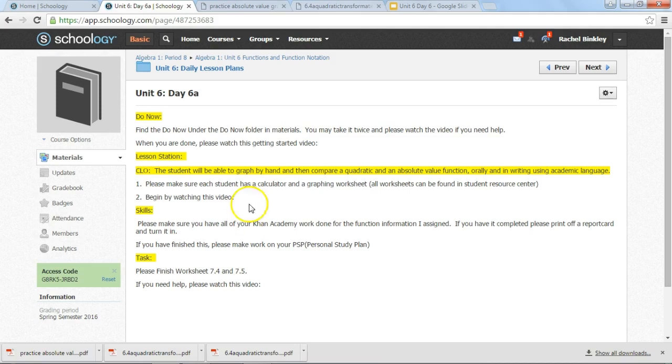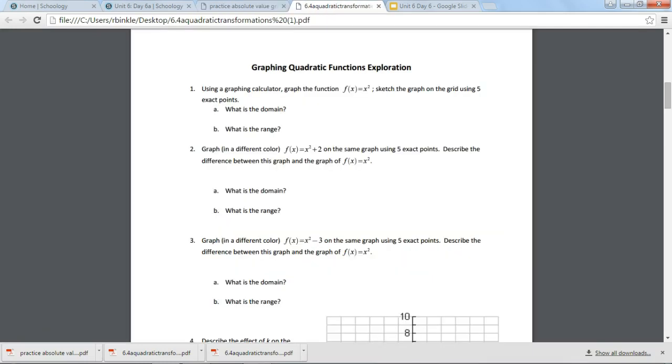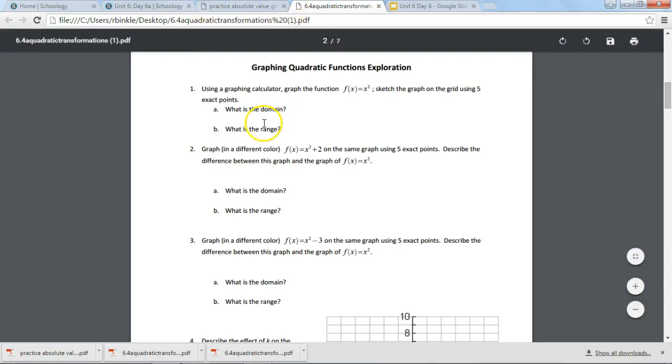You'll also make sure that you have these 2 pages in front of you. They should be front and back. Absolute value graphs and quadratic graphs, and we're going to be doing those 2 today.